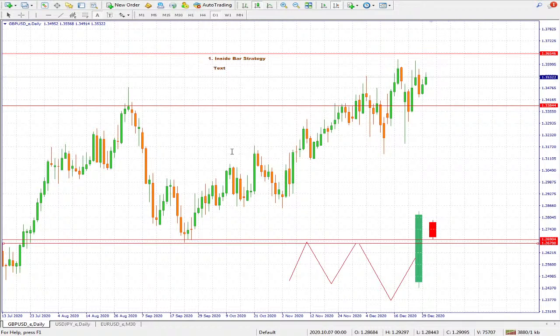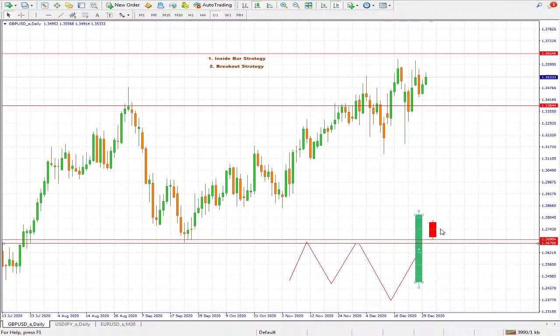The next one is the breakout candle. Breakout strategy. Okay. So breakout is basically when the price breaks above or below a level, and then it sustains that breakout. That is something like this.